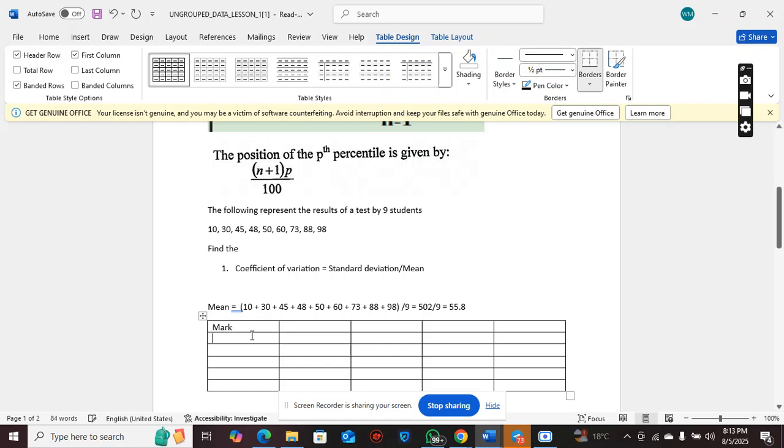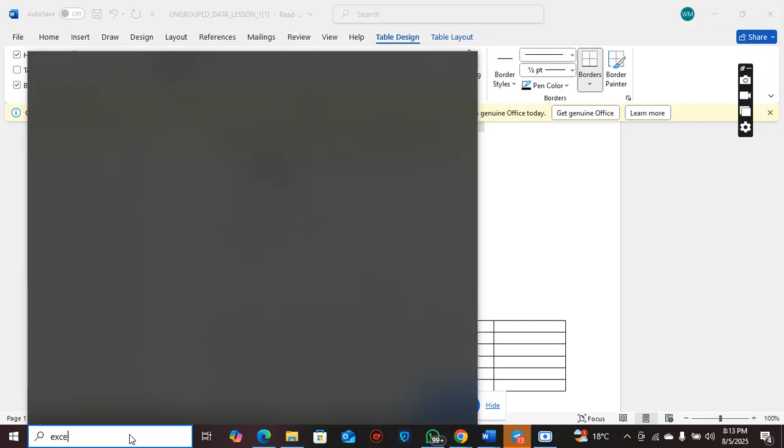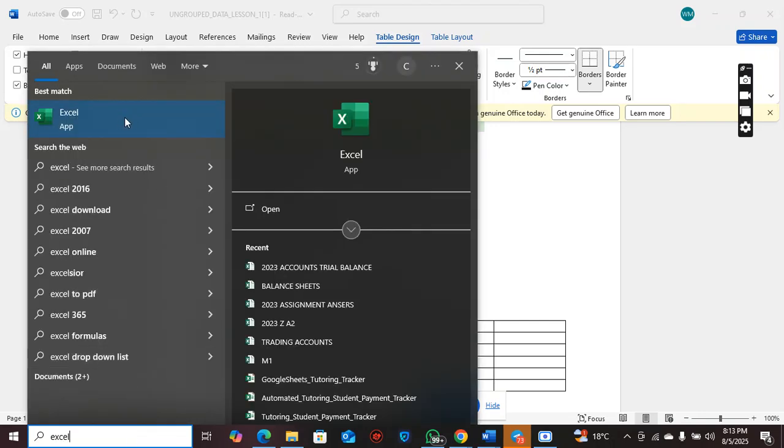Okay, now we can get our standard deviation. So say 10, 30, 45. Actually, let me use Excel here for this one.